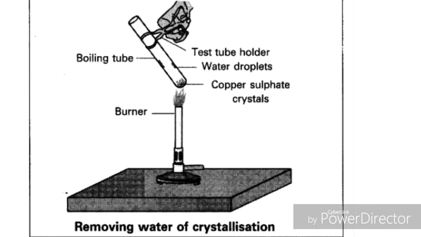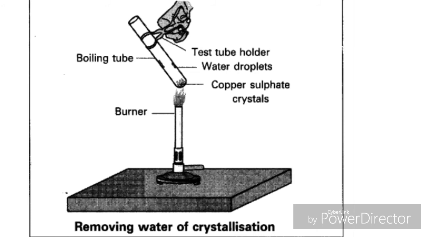The apparatus required for this experiment are one test tube, tongs to hold while heating, and a Bunsen burner. Hydrated copper sulfate crystals, which are blue in color, we have to take in the test tube. When we supply heat with the help of the Bunsen burner flame, the water molecules which are present in hydrated copper sulfate evaporate, and we can clearly see the presence of water molecules on the inner wall of the test tube.